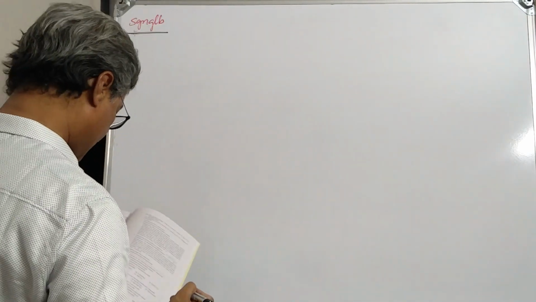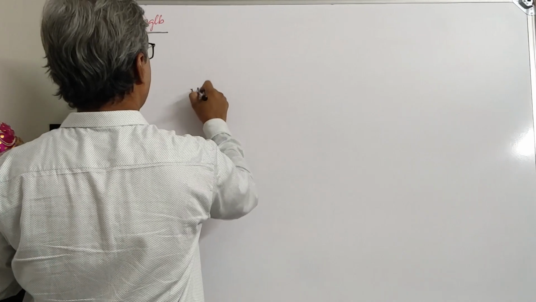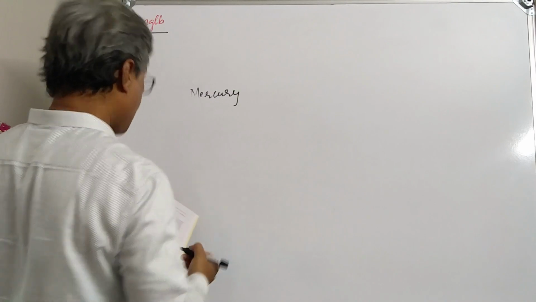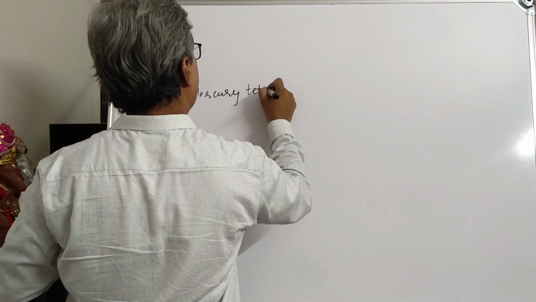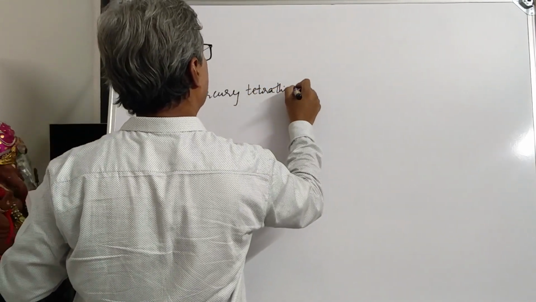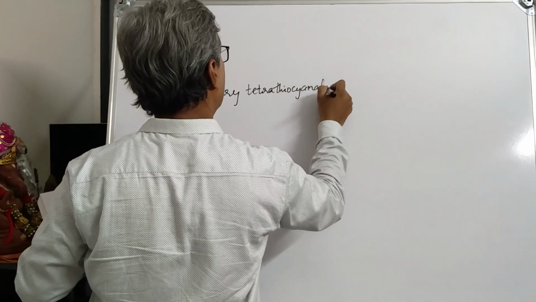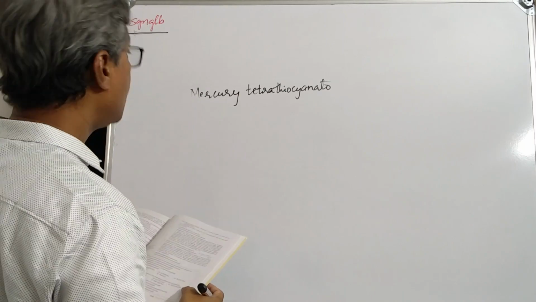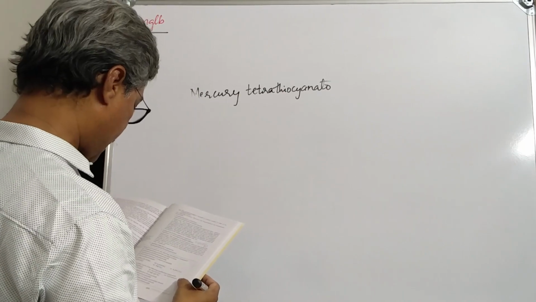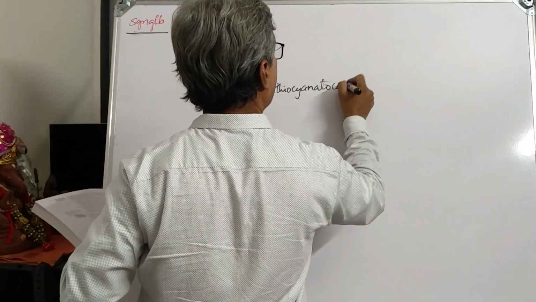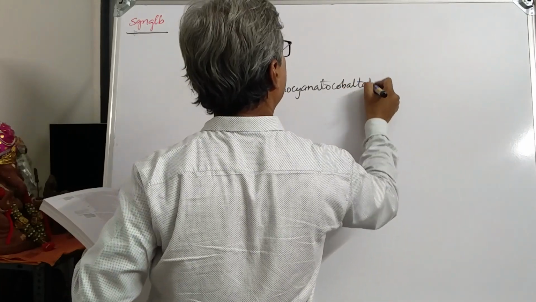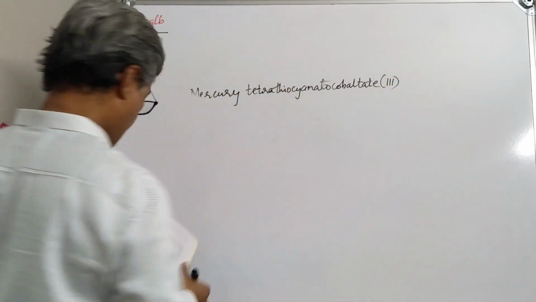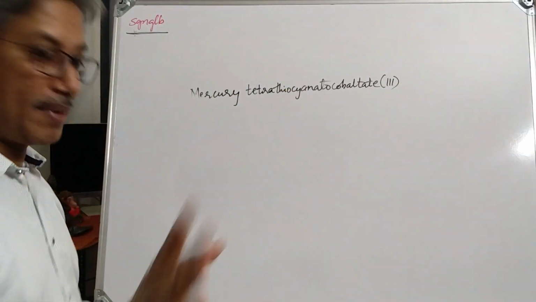The name of the compound is mercury tetrathiocyanato cobaltate(III). Okay, let's try to write its formula.